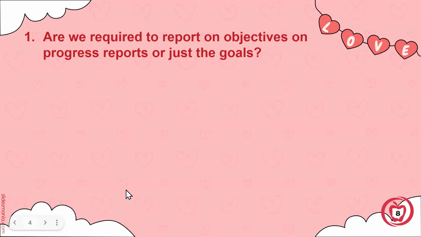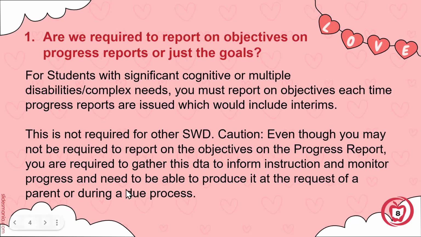So the first question is, and we've been asked this multiple times. I'm sure we have probably addressed it at some point over the last few years in previous office hours, but we're definitely happy to share it again. The question is whether or not it is a requirement that on the progress reports there is data for the objectives, or is it okay just to report on the goals?